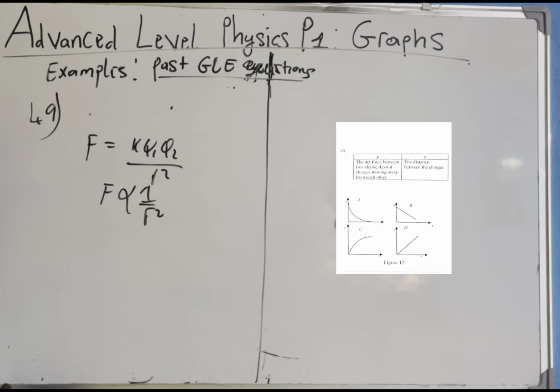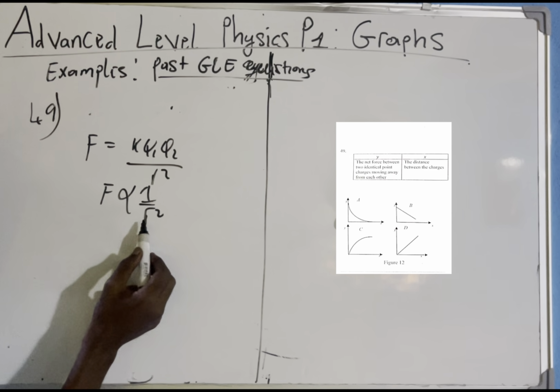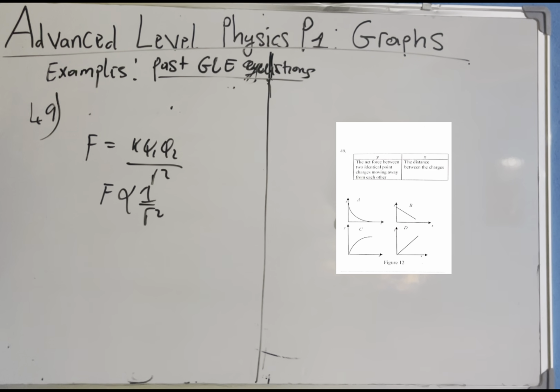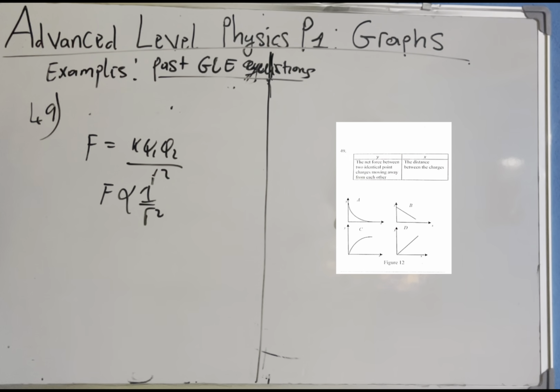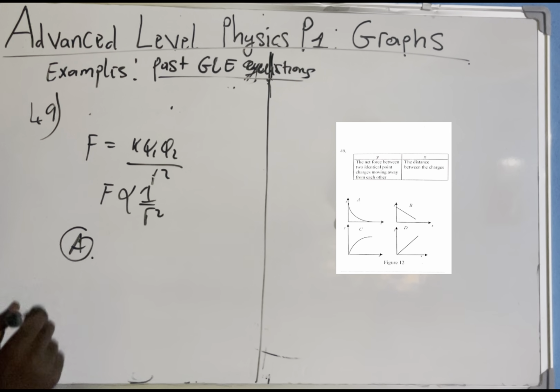So as they are moving away from each other, R is what? R increases, therefore F should what? Reduce from this equation, and it should be a curve. And the best curve that fits this relation will be, as I'm saying, B is wrong, D is wrong, C is also wrong because it's an increasing curve. So we are forced to take A directly without even thinking, because the others are wrong.